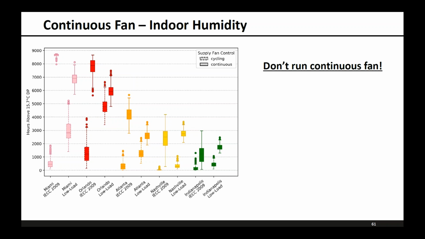And then we also ran the continuous fan case, which you can see increased our hours above the dew point limit significantly for all of the cities. So this is comparing no blower off delay to continuous fan. We've got huge increases in the Miami and Orlando cases. And so not only do you have increased humidity, but you've also got increased energy use due to running the indoor blower continuously. So based on that, we would say don't run in the continuous fan mode.